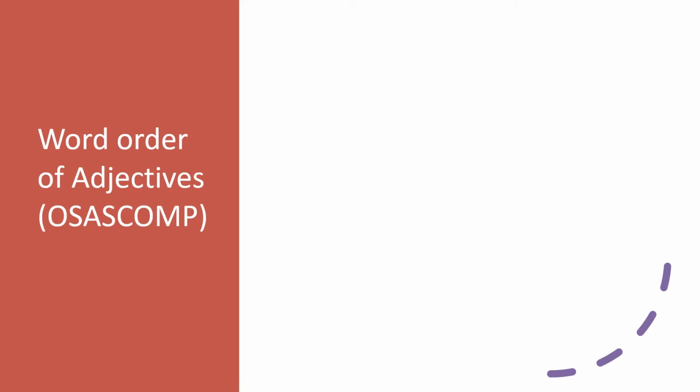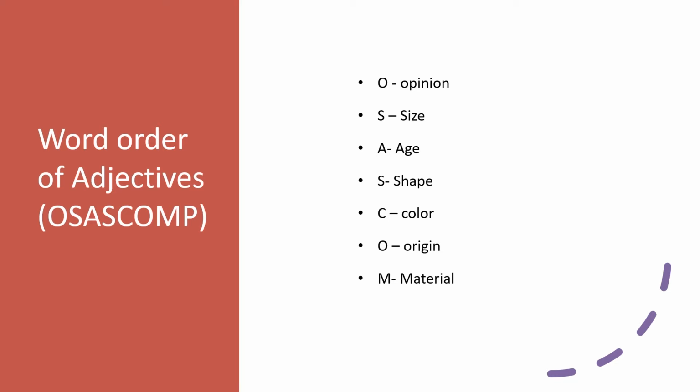On the screen you will see what OSASCOMP stands for. O stands for opinion, S stands for size, A stands for age, S stands for shape, C stands for color, O means origin, M means material and P means purpose. So you can see that in this order you will be using adjectives in the sentences. Let's discuss further.